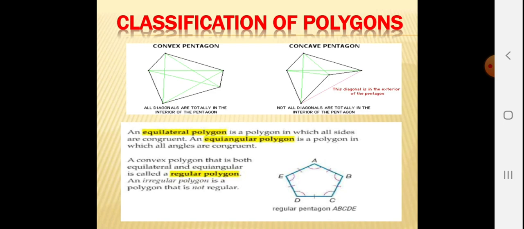Now, an equilateral polygon is a polygon in which all the sides are congruent. An equiangular polygon is a polygon in which all angles are congruent. A convex polygon that is both equilateral and equiangular is called a regular polygon. An irregular polygon is a polygon that is not regular. Here there is a regular pentagon ABCDE shown in the figure. All 5 sides and the angles are equal.